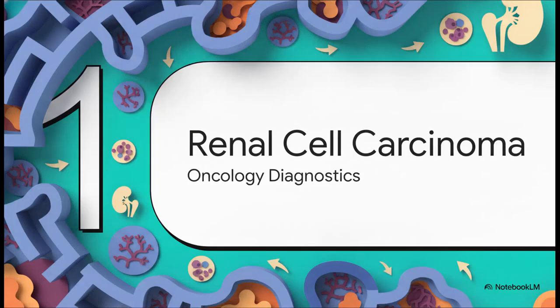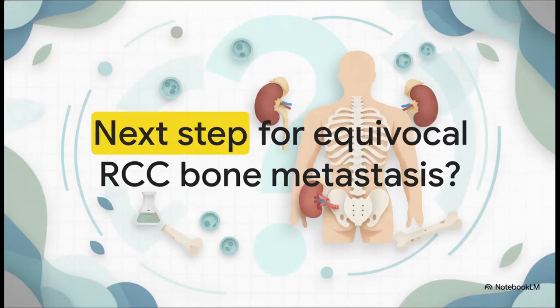Okay, let's jump straight into Ward 1, focusing on renal cell carcinoma and navigating oncology diagnostics. Picture this. You've got a 49-year-old guy with confirmed clear cell RCC. He comes in complaining of this relentless, new-onset lower back pain, and his serum ALP is significantly elevated. But here's the catch. His standard technetium 99m bone scan comes back completely equivocal. It's just not giving us a definitive answer.